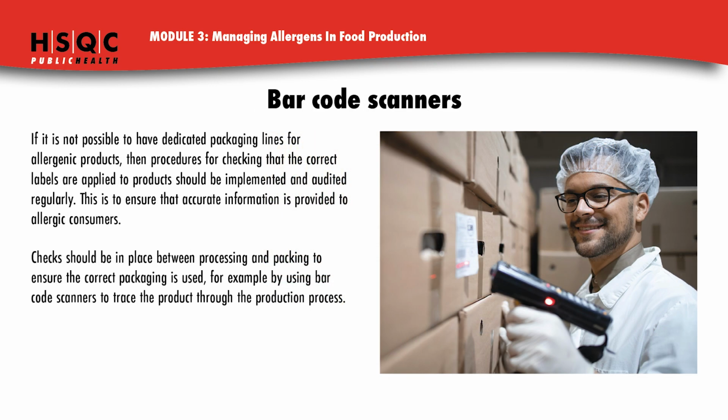Barcode scanners. If it is not possible to have dedicated packaging lines for allergenic products, then procedures for checking that the correct labels are applied to products should be implemented and audited regularly. This is to ensure that accurate information is provided to allergic consumers. Checks should be in place between processing and packing to ensure the correct packaging is used, for example by using barcode scanners to trace the product through the production process.